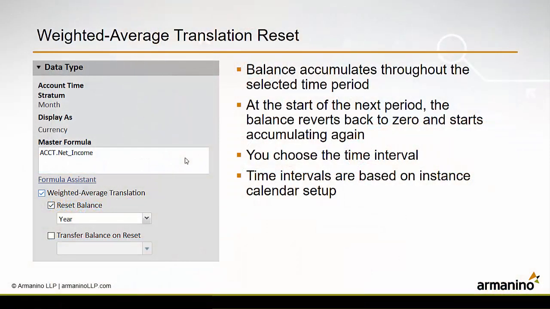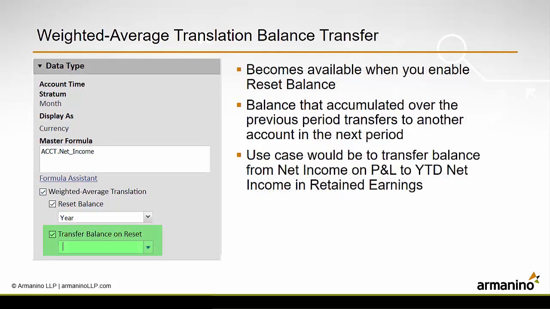With the weighted average translation reset option, you can choose to automatically reset accumulated account balances at the start of a new time period. You have the ability to choose the time interval, and time intervals are based on the instance calendar setup. The new weighted average translation balance transfer option allows you to transfer accumulated balances to another account. For example, you can set the net income on the P&L to transfer to year-to-date net income and retained earnings. This option is enabled once the translation reset option is turned on.